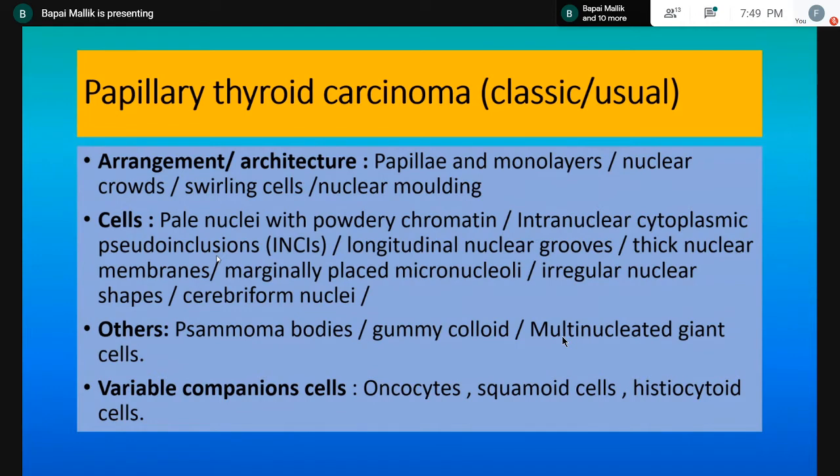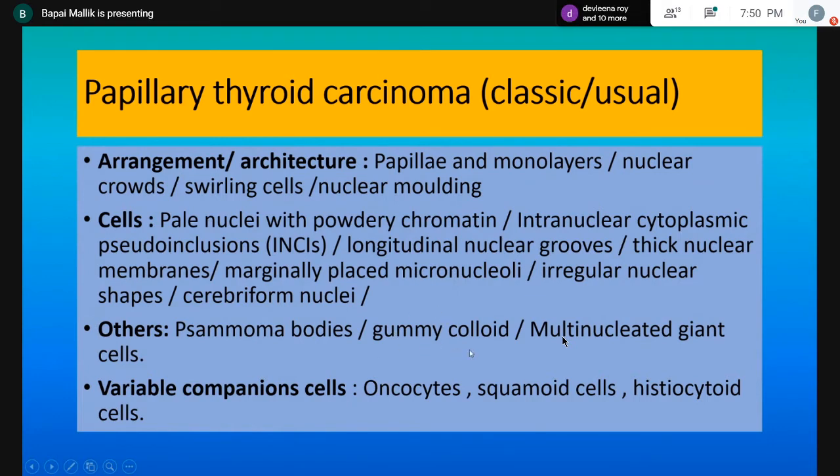Another thing which looks pretty striking and catches our attention are longitudinal nuclear grooves. You can also see thick nuclear membranes, marginally placed micronucleoli. I don't see too many of these, to be very honest. Sometimes I do see irregular nuclear shape with cerebriform nuclei. These features also catch your attention. The other features you may find are psammoma bodies, of course. You all know psammoma bodies.